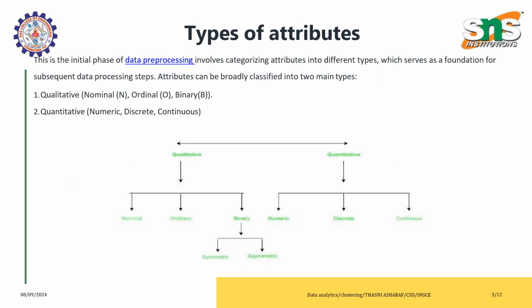So the types of attributes: this is the initial phase of data preprocessing, which involves categorizing attributes into different types, and which serves as a foundation for subsequent data processing steps. Attributes can be broadly classified into two main types. One is qualitative: nominal, ordinal, or binary. Another one is quantitative. It can be numeric, discrete, or continuous.